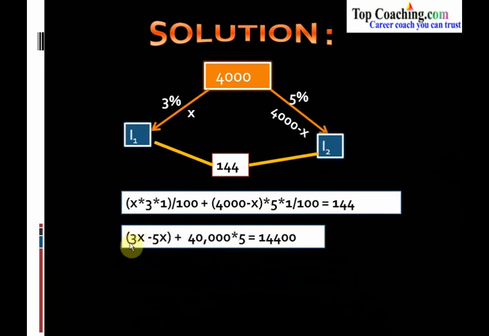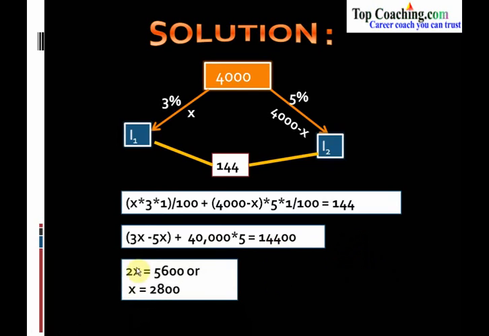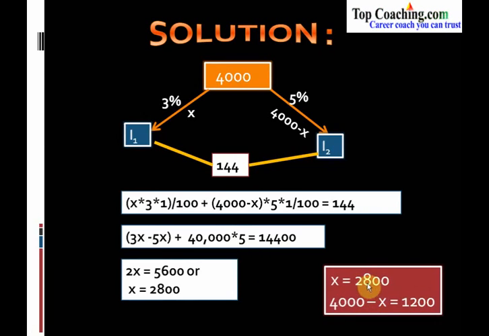This equation further becomes 3x minus 5x plus 40,000 into 5 equal to 1,44,000. This equation further becomes 2x equal to 5,600 or x equal to 2,800. Thus the value of x is equal to 2,800. And so what we can say? X is equal to 2,800, and so 4,000 minus x would be equal to 1,200. Thus the two parts are 2,800 and 1,200.